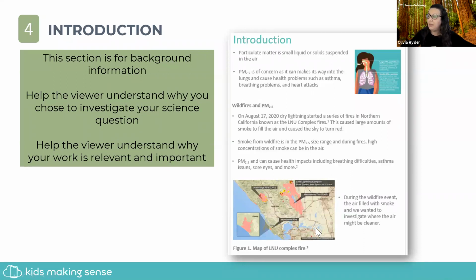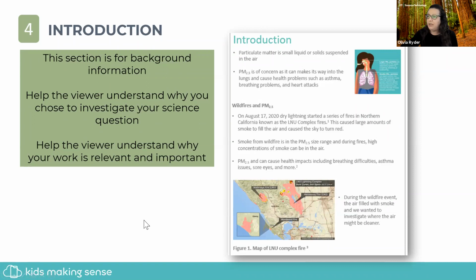We have a map, which is very helpful to describe where fires took place and the magnitude of them. We also have an image about the effects of breathing in particulate matter and how that might affect different parts of the body.